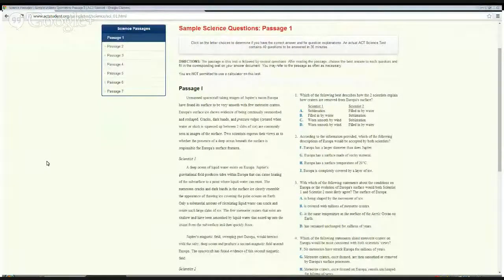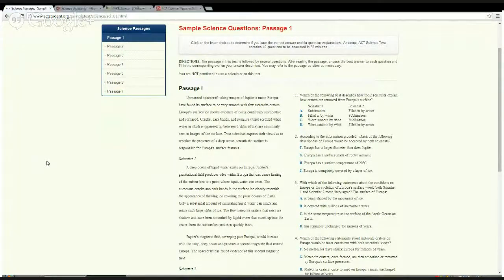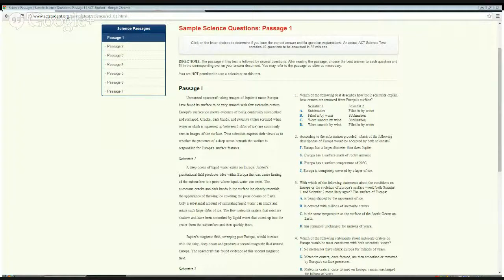With which of the following statements about conditions on Europa or the evolution of Europa's surface would both scientists most likely agree? So here's another question. This is a little rare, that there are 2 questions right in a row on how the 2 scientists would agree. So they're asking us, what's another way that they agree about the surface of this moon? And the answer is A. It's being shaped by the movement of ice. Now, that's something they agree on. How the ice is doing it, whether or not there's ocean beneath, that's something that they disagree on, or might have different viewpoints on, but they both agree that A, it is being shaped by the movement of ice.